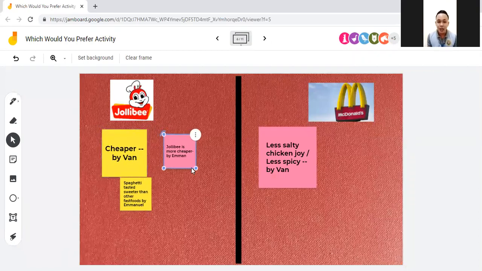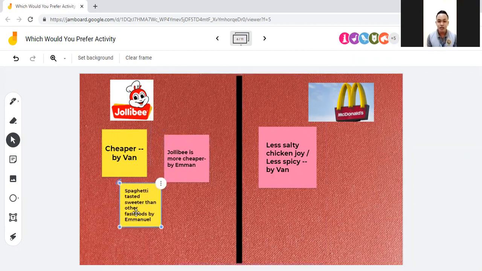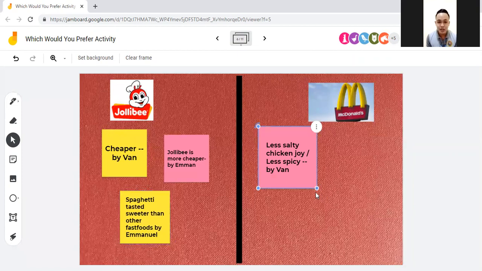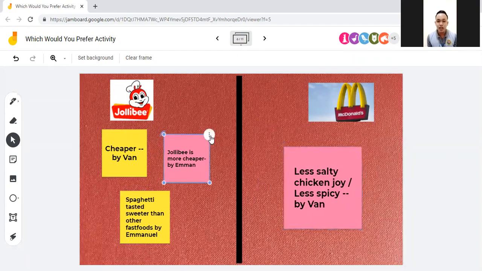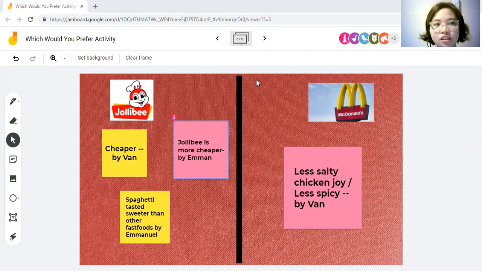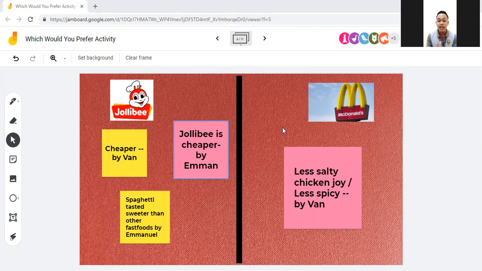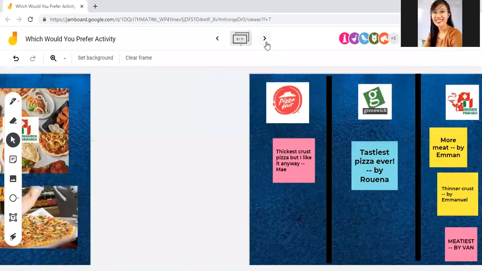Yes, can anyone tell me which is the adjective that you use? For the first one, we have the Jollibee. Can you tell me which is the adjective you use? Cheaper, sir. Sweeter. Very good, Van. The cheaper. Yes, very good. You describe Jollibee as cheap, but it is cheaper compared to McDonald's.